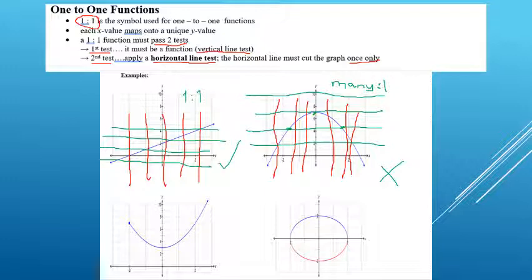So here we've got a parabola again, so we can see that it passes the vertical line test. But if I draw a horizontal line, you can see it cuts the graph at more than one position. There, that horizontal line cuts it twice, so therefore it's not a one-to-one. It's another example of a many-to-one. And here I've got a circle.